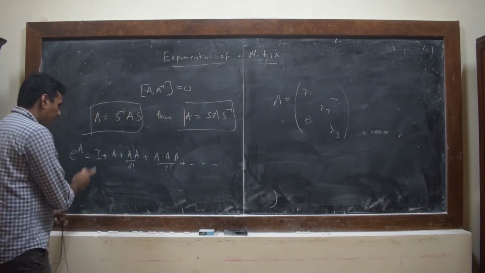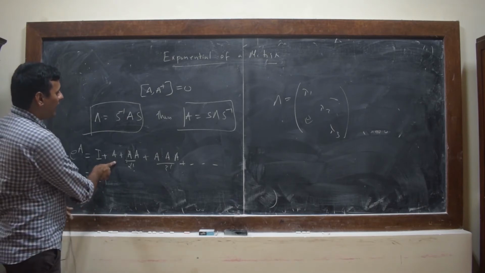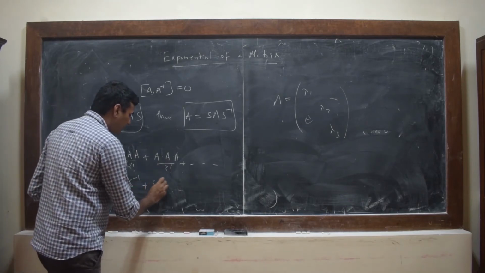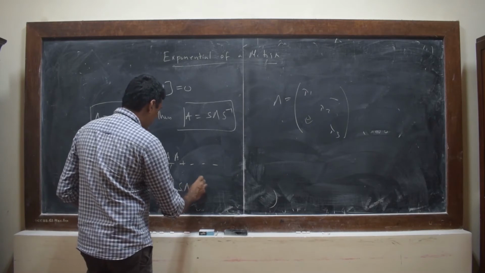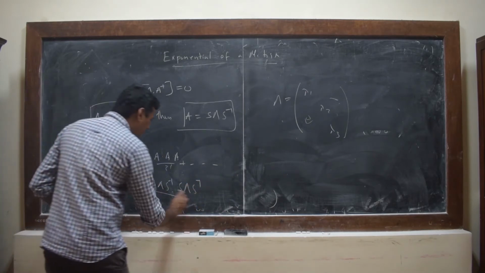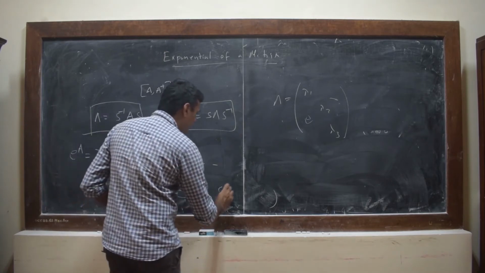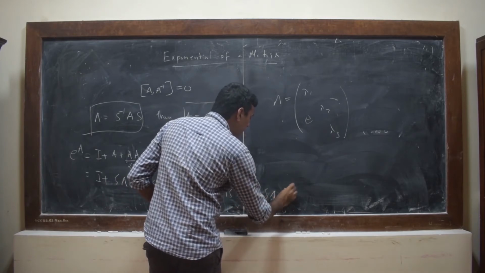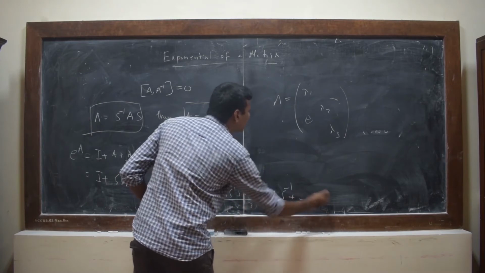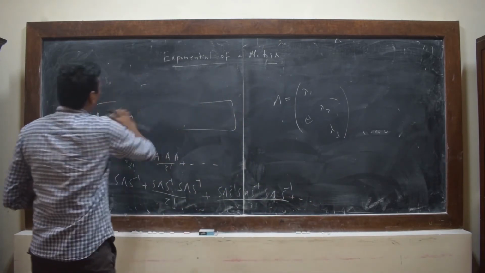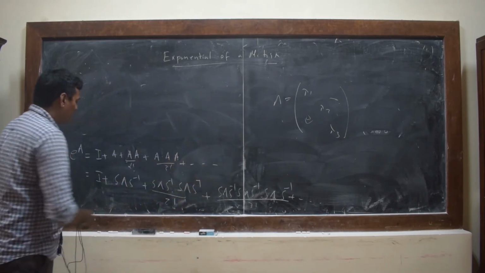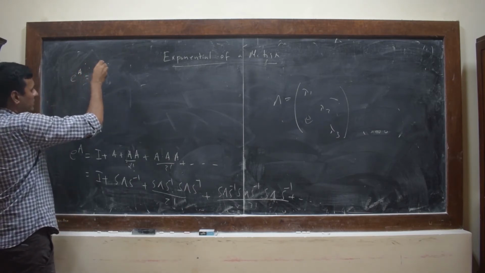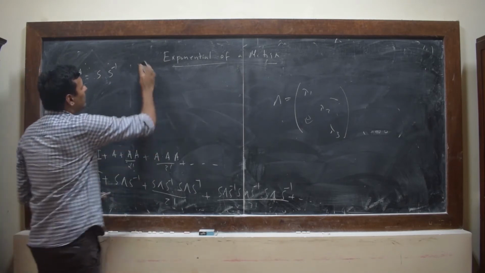So, this is equal to identity plus, instead of A, I can write S lambda S inverse, plus S lambda S inverse into S lambda S inverse divided by 2 factorial, plus S lambda S inverse S lambda S inverse S lambda S inverse divided by 3 factorial, plus etc. And similarly, I can write identity as S S inverse.